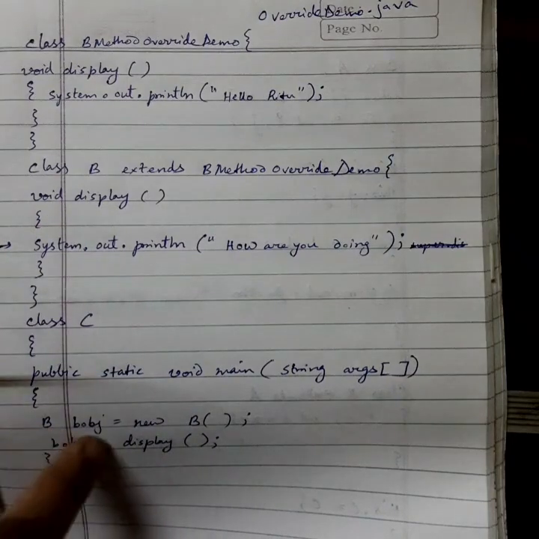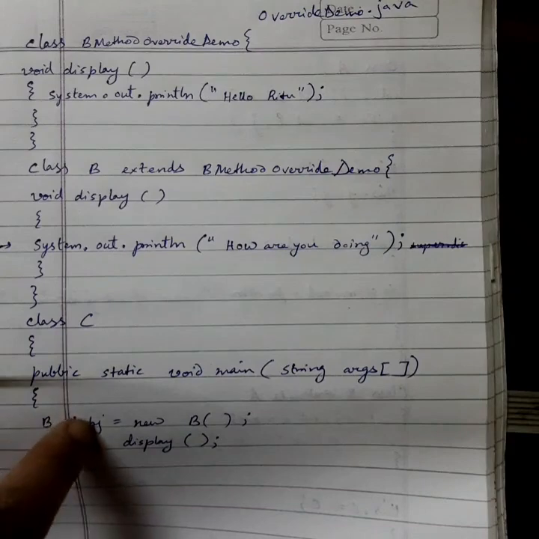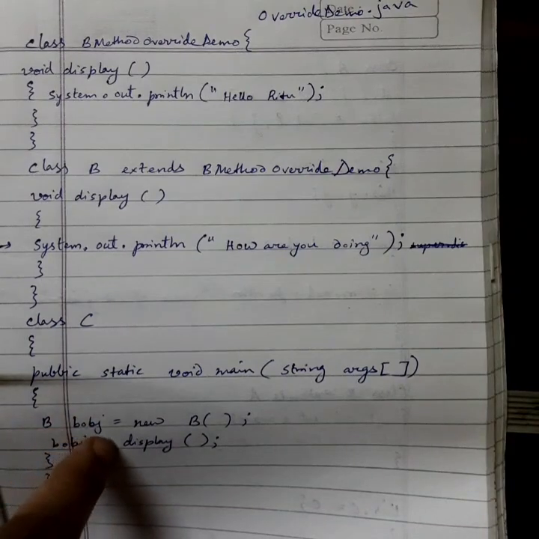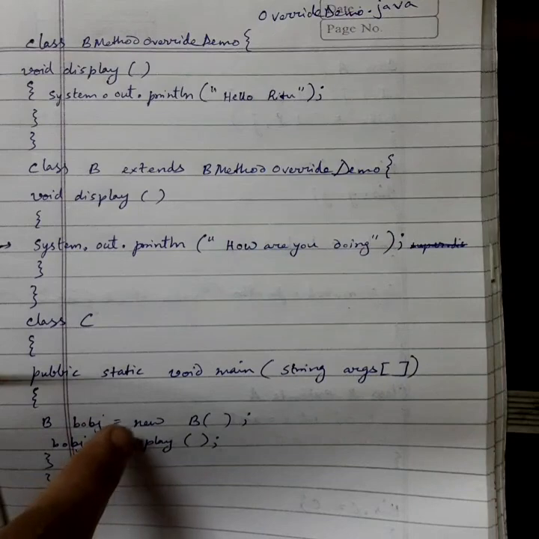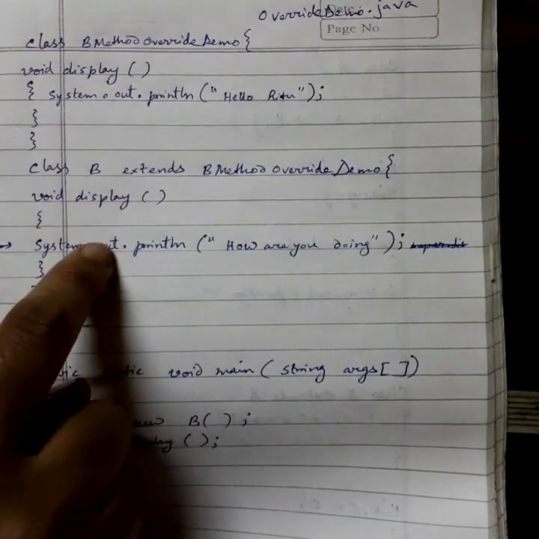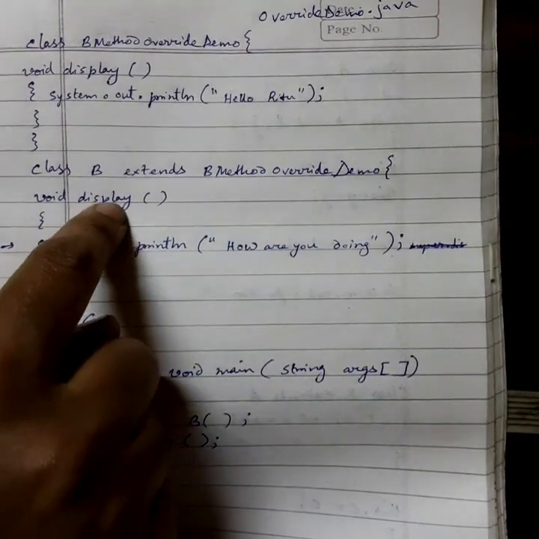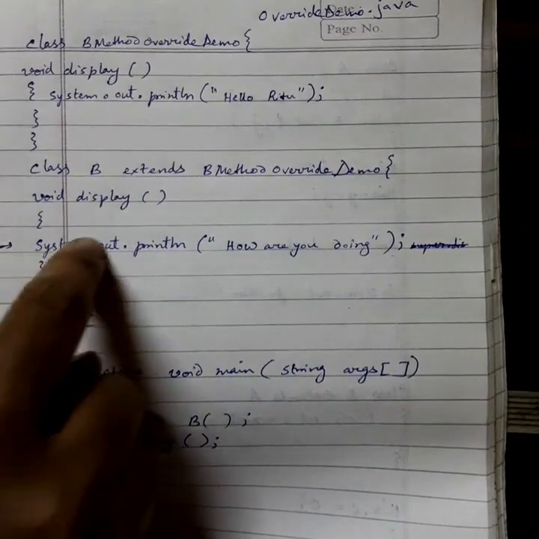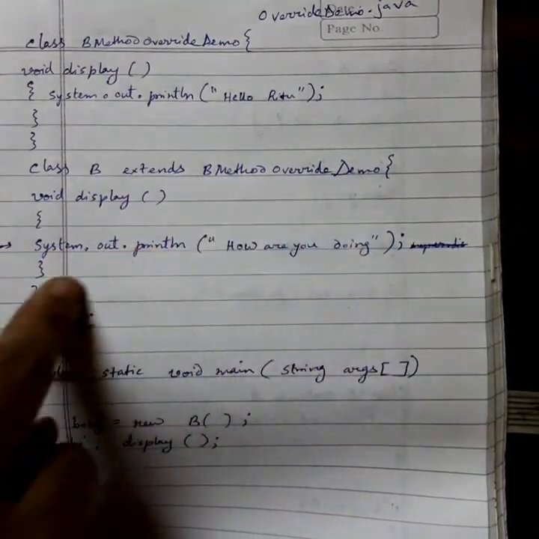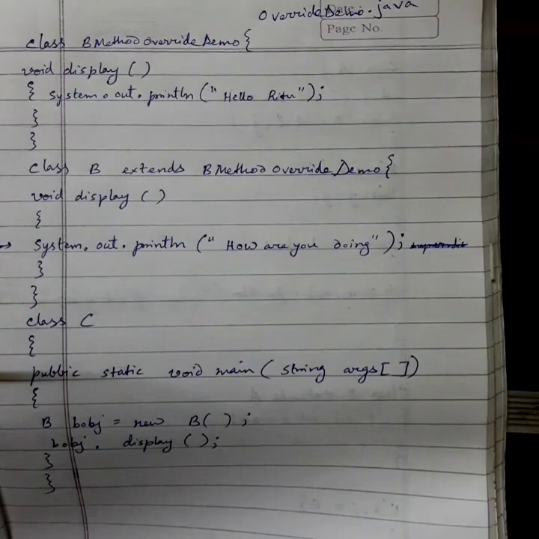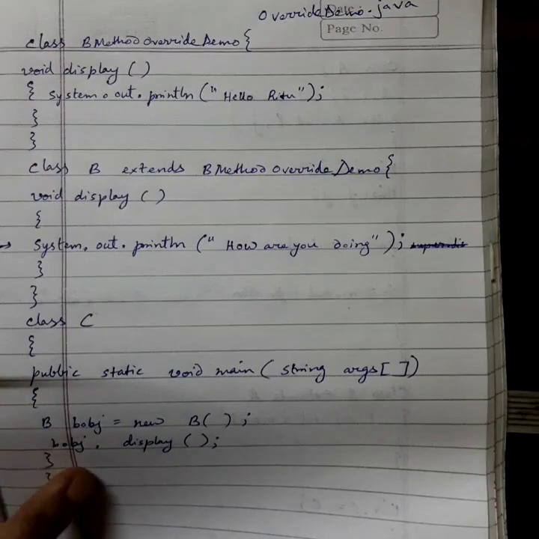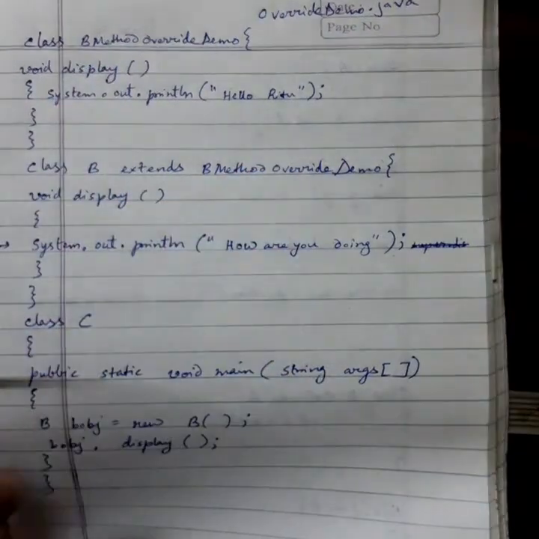Now this display, since we have created an object of class B and we are calling the method of class B here, the control goes here, and this gets printed. How are you doing? It gets displayed on the screen, and then it terminates. It does not go here.